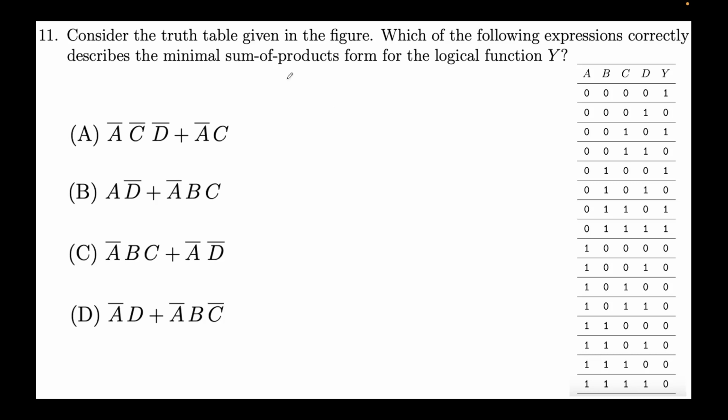Okay, so this problem states that consider a truth table given in the figure. This is the truth table. Which of the following expressions correctly describes the minimal sum of products form for the logical function y? So we'll see what this term means. Okay, so sum of product means that you multiply the inputs, right? Like you see A bar C, and the other input is A bar C bar D bar, and you sum them. Minimal means you have to minimize them by Boolean algebra.